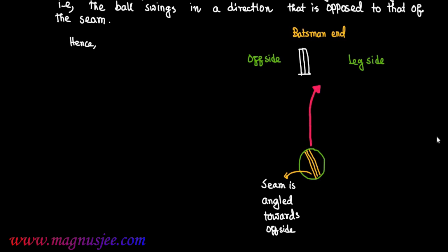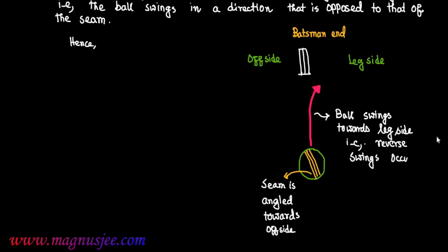The ball will swing towards leg side in mid-air before striking the ground. That is what a reverse swing is. The seam is pointing towards offside, but the ball swings in the reverse direction. That means the ball swings towards leg side. That is, reverse swing occurs.